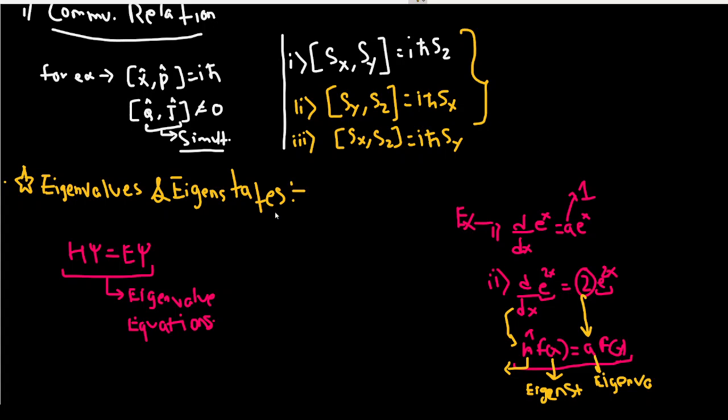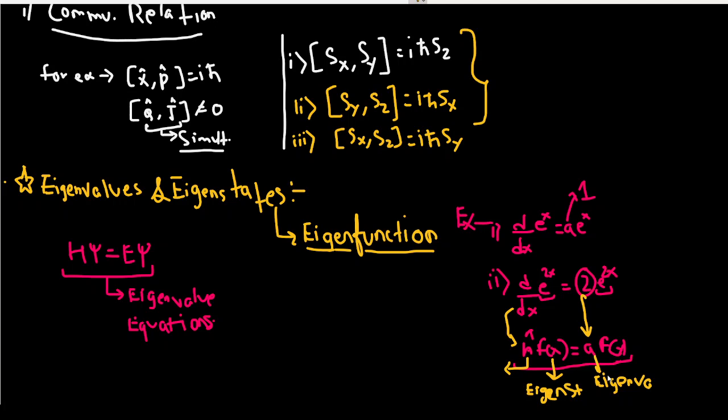Let me write it because you got confused. Eigenstates is similar to, the same as, eigenfunction. So please do not confuse between these. These two things are equal. Eigenfunction. And this 2 here is called the eigenvalue.